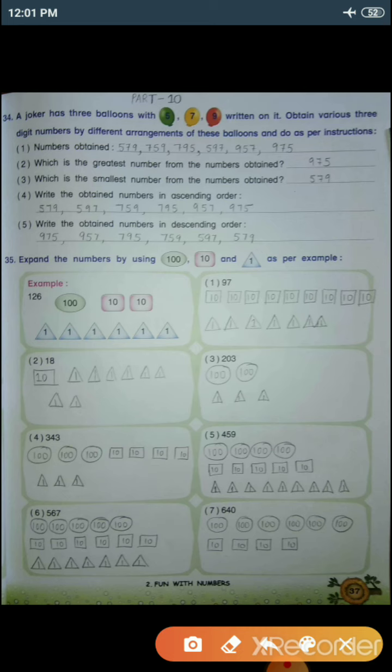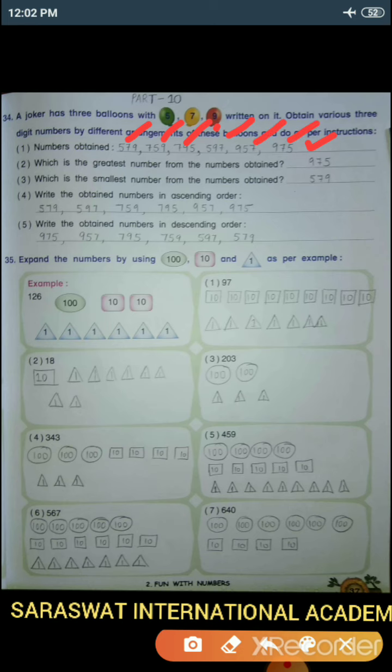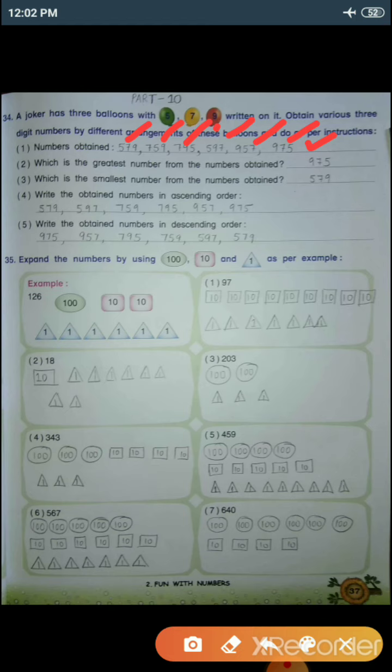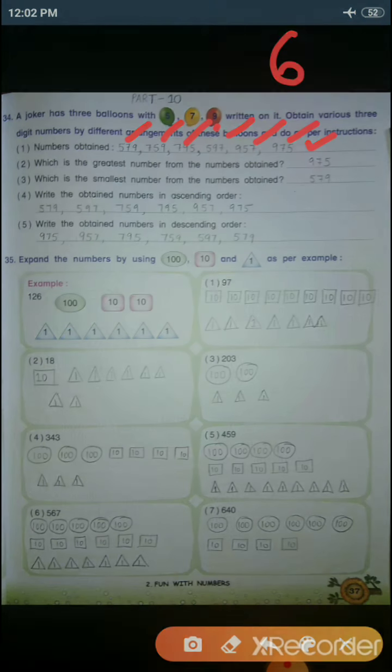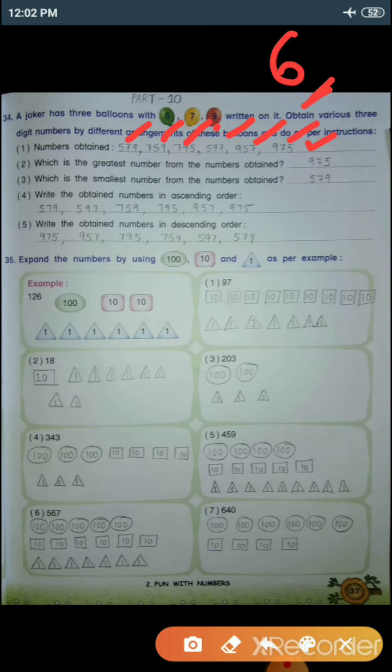So you can see here with the help of these 3 numbers I have made 579, 759, 795, 597, 957 and 975. So there are total 6 numbers I have found out. Now question number 2 is, which is the greatest number from the numbers obtained? With the help of these 6 numbers we are going to find out which one is the greatest number.